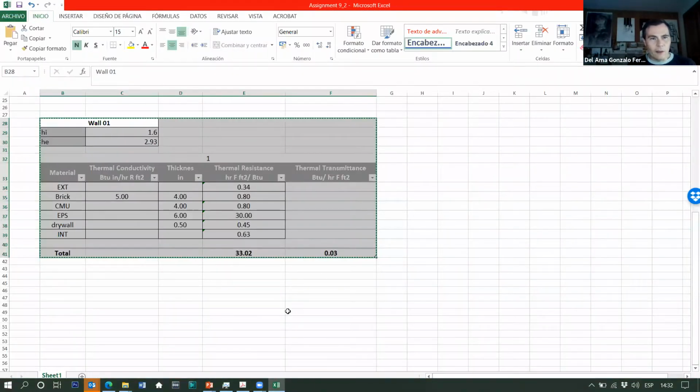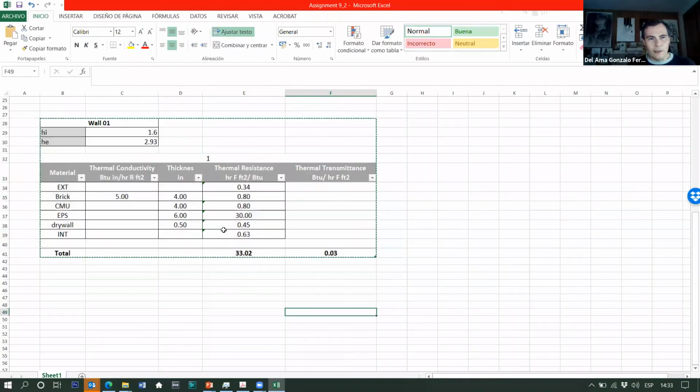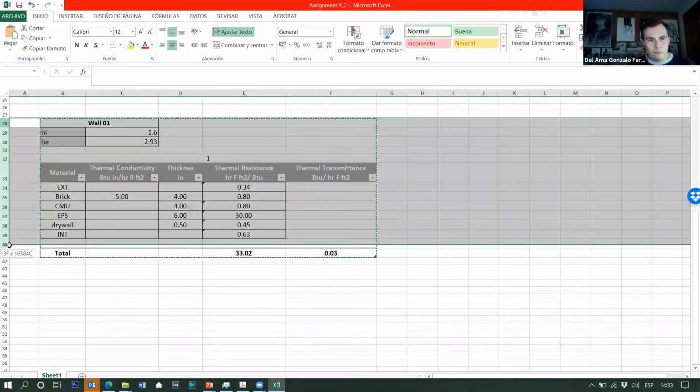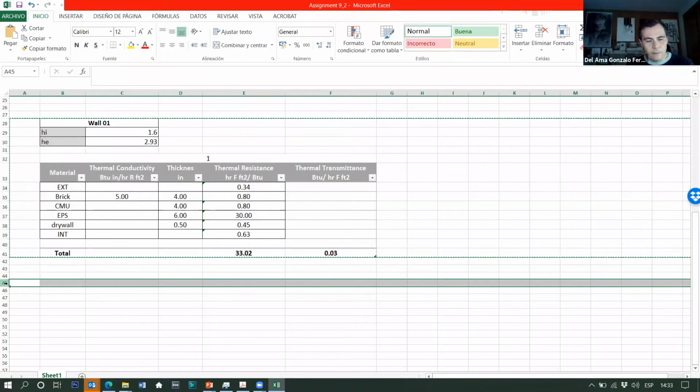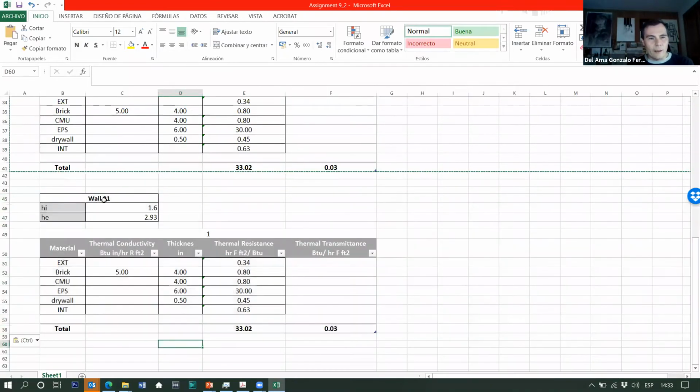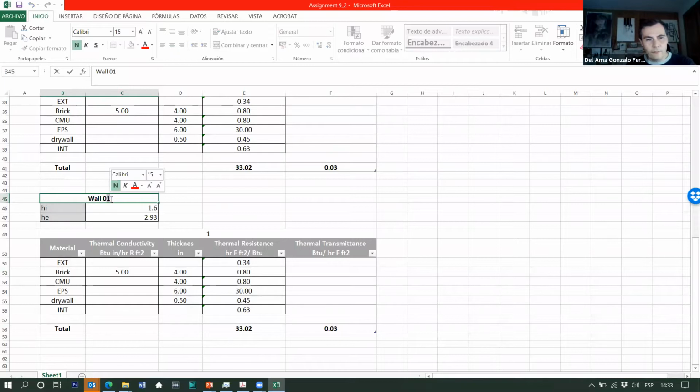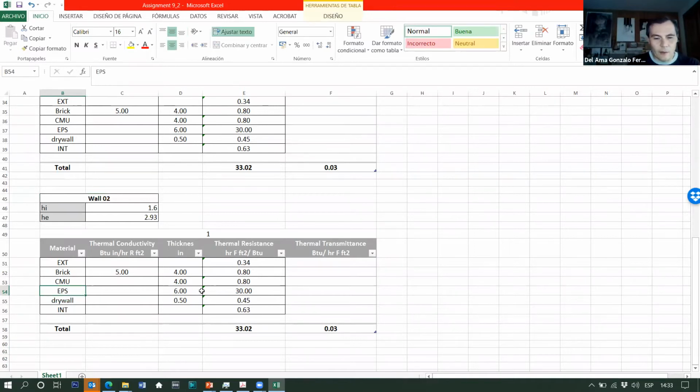If you click on this Excel file, we can copy. Once we have done this, we just copy, click here, paste, and that would be wall 2. And now you have to change. This is not EPS. This is fiberboard, no, fiberglass, sorry. The thickness is 6, but you have to find the value of this thermal resistance, not 30 anymore. You have to change this value, and then this will change, and that will change immediately.